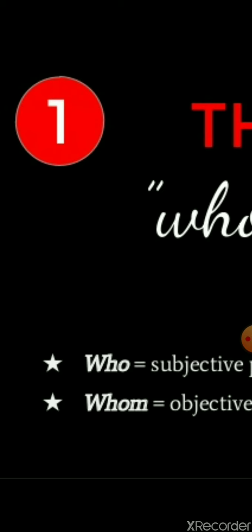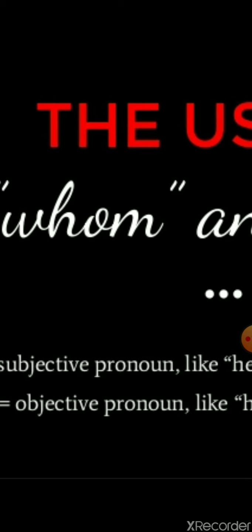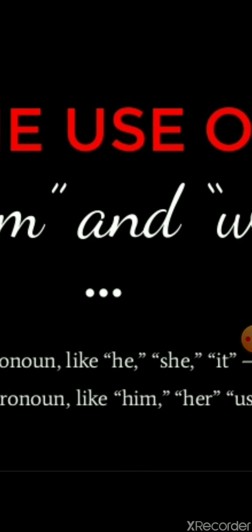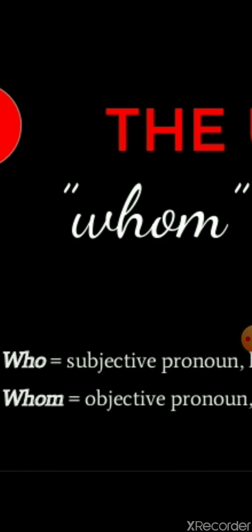Take it out. Now coming back to whom, the opposite. Objective pronouns like him, her, us. Objective, subjective, you understood that. If an objective pronoun is there in the sentence and they have provided who with it, then it's wrong. What should come there? Whom. Okay?